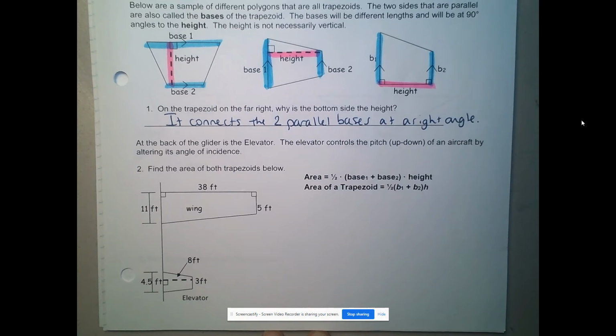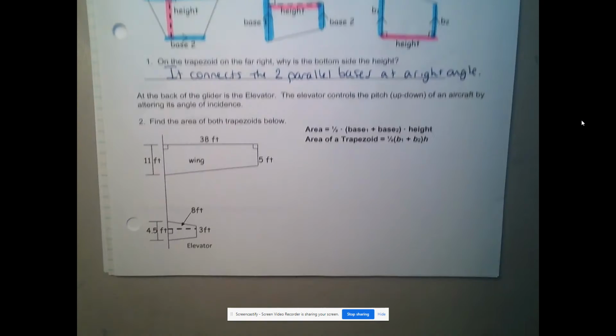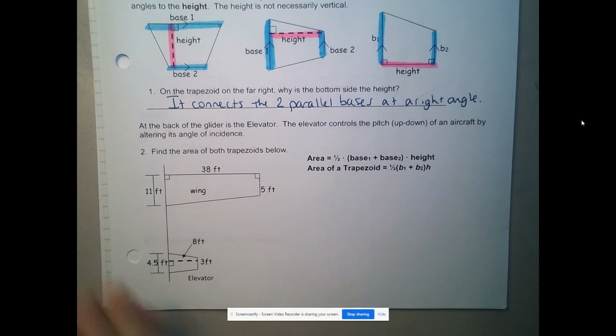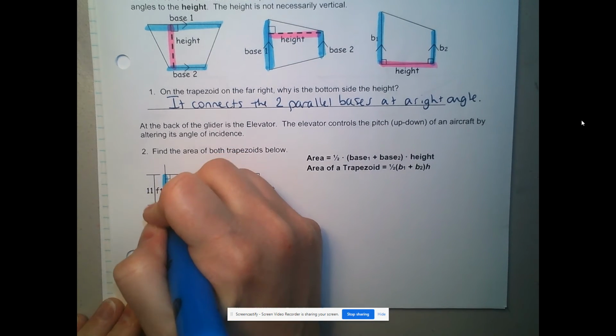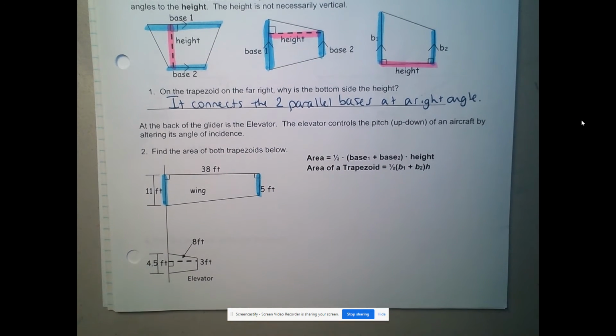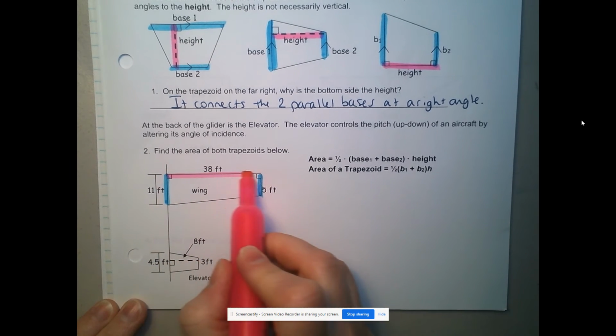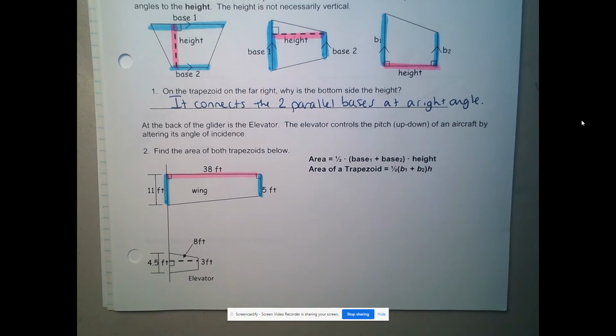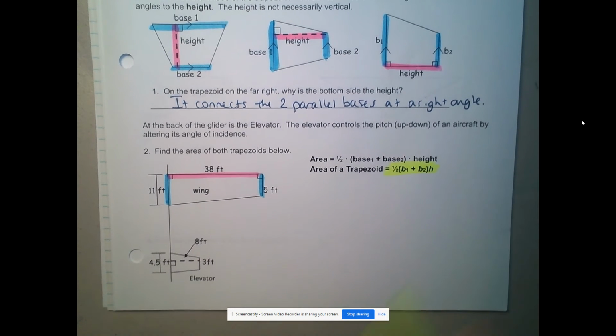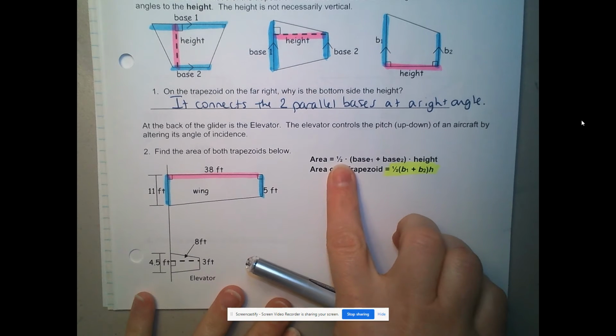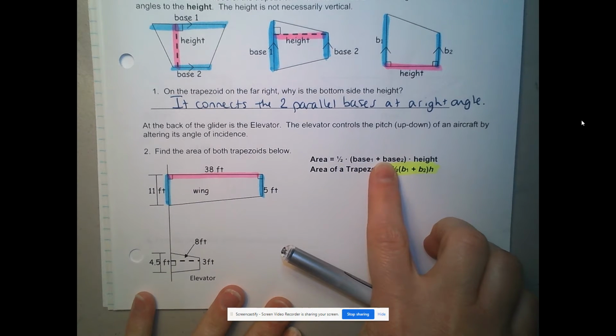So let's do two sample trapezoid area questions. So this is one side of a glider. So on the glider, you have the wing. Now the wing has to have the parallel sides, which we saw up at the beginning. And in this case, the parallel sides are the 11 and the 5. And then you've got the height, which is at a right angle connecting the parallel sides. So when we go to find the area, you'll see that there is an area formula over here for a trapezoid. Inside the parentheses, you have to add the bases together, and it's 1/2 times the sum of the two bases and then times the height.